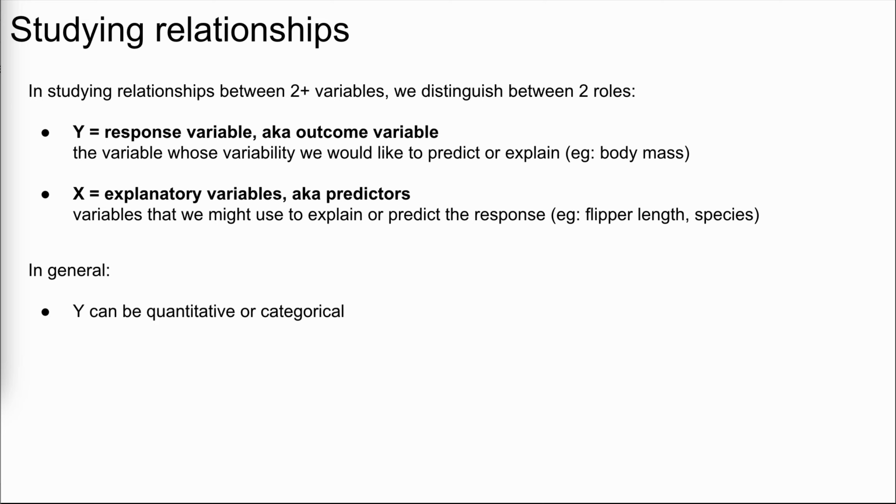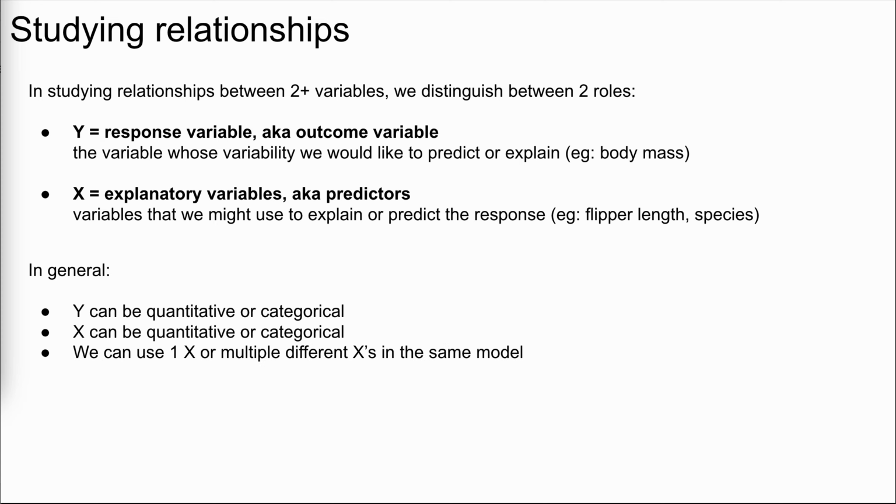In general, a response variable y can be quantitative or categorical. A predictor x can be quantitative or categorical. And we can use just one predictor or multiple different predictors in the same analysis or model. For example, we might model body mass by flipper length alone, by species alone, or by both flipper length and species.